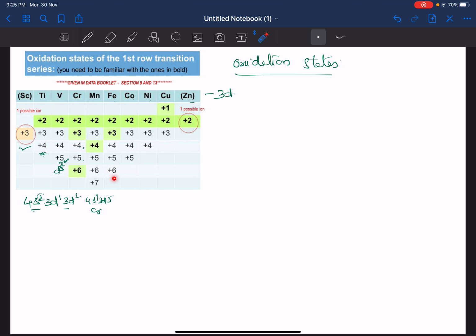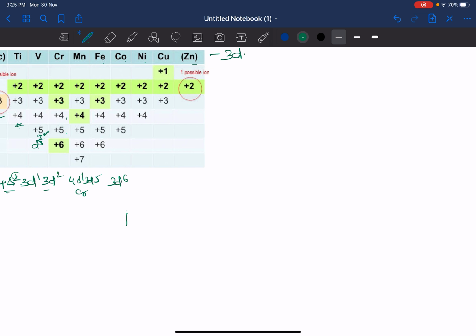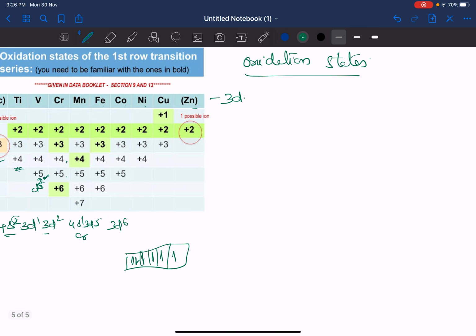Next, iron. It will show +6 as the maximum oxidation number due to the 4s2 3d6 configuration. 3d6 means it has one paired electron and 4 unpaired electrons. So the maximum oxidation number of iron is +6. And next one, cobalt. It has the 3d7 configuration. So +2, +3, +4 and then +5. The maximum oxidation number is +5.